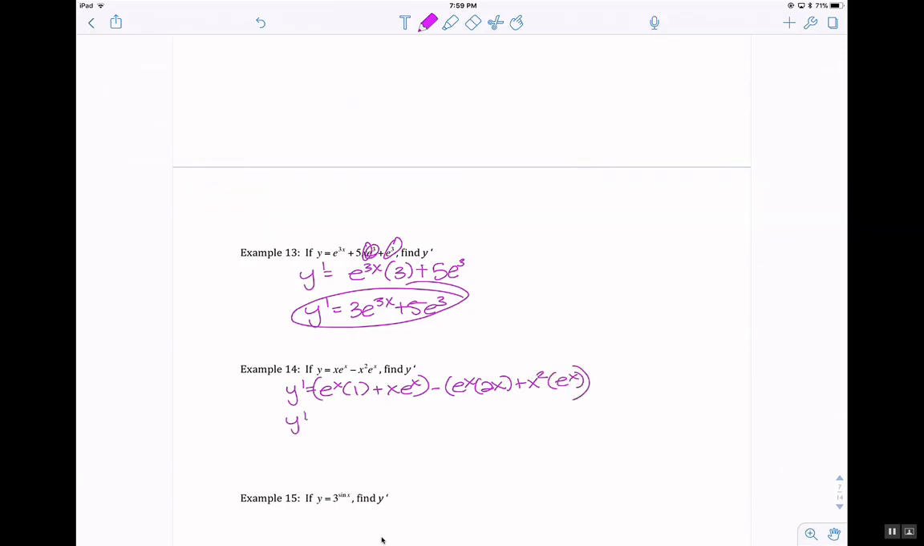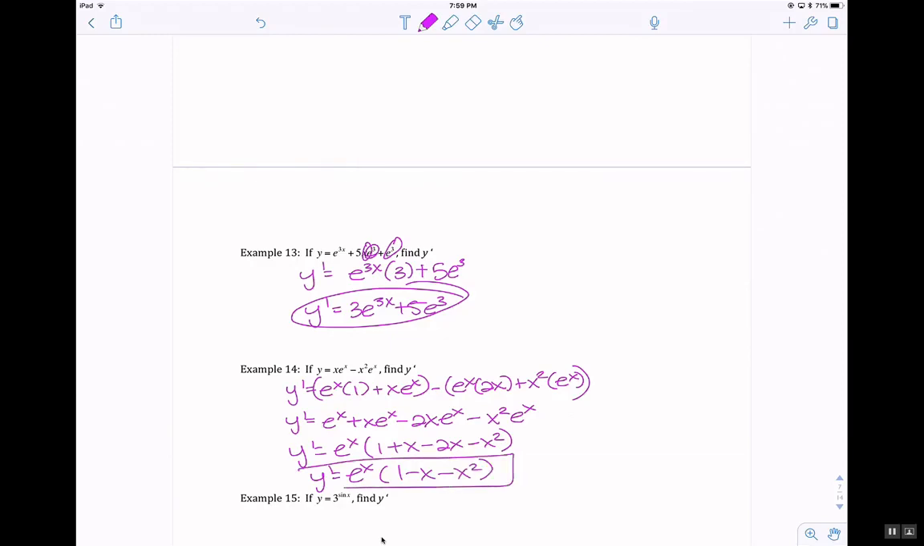So y prime: e to the x, plus x e to the x, minus 2x e to the x, minus x squared e to the x. So you have a common e to the x, 1 plus x minus 2x minus x squared. So y prime is e to the x times 1 minus x squared.